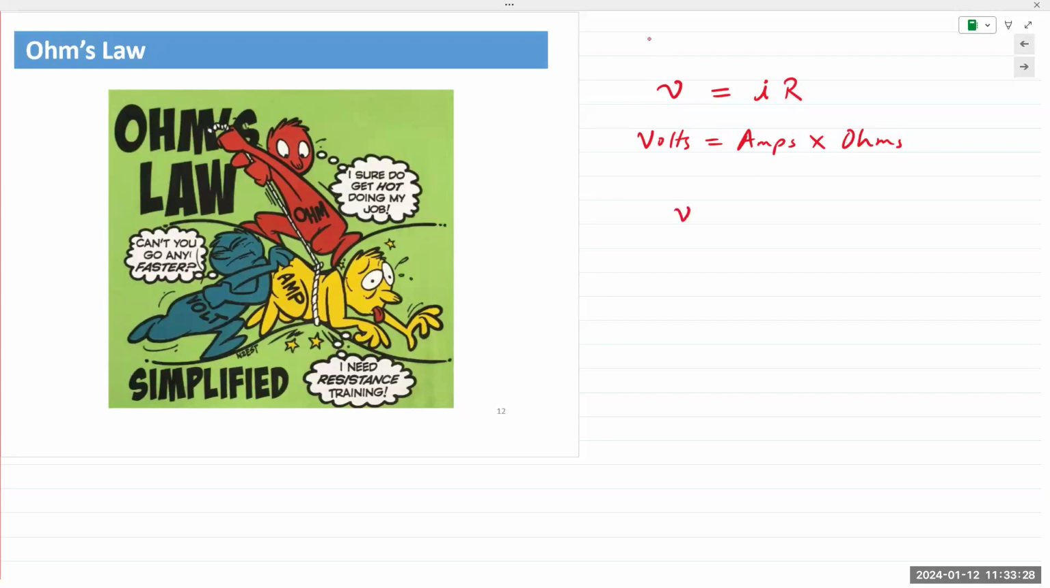From this, we can rearrange the equation and come up with I equals V over R, or R equals V over I. You do not have to memorize everything. If you can, that's great. If not, you simply use Ohm's law and then work from there. All right.